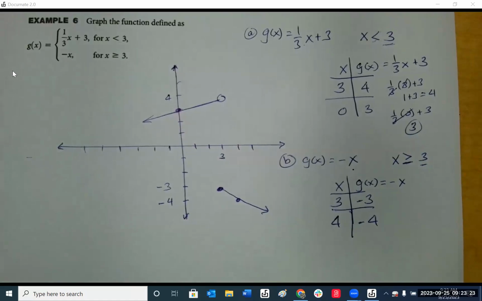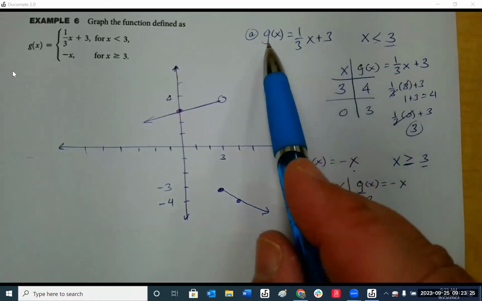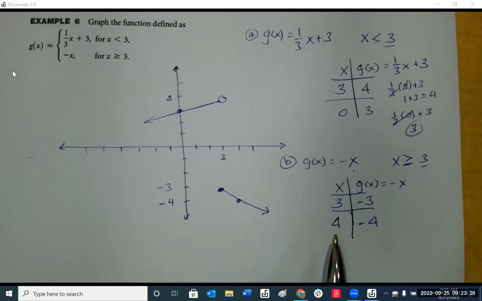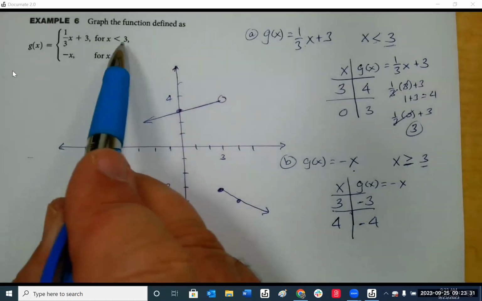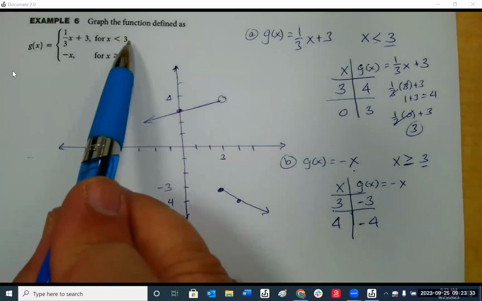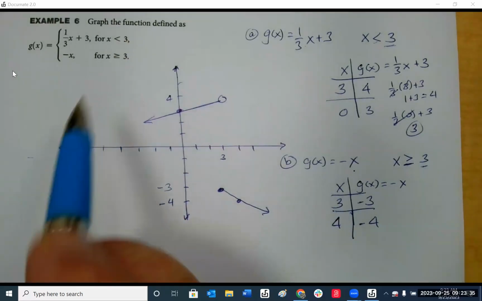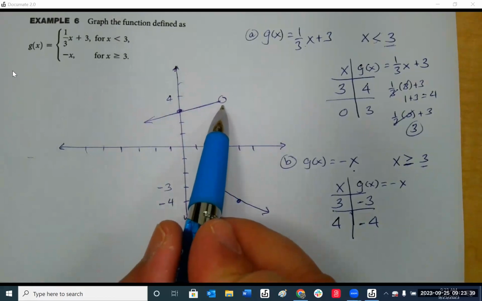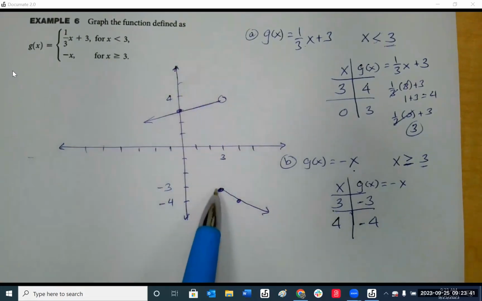So the idea is, separate the number of functions you have into separate equations. Find out what x values you can use. Always start from the endpoint. If there's no equal sign there, then it's an open circle. If there's an equal sign, it's a closed circle.